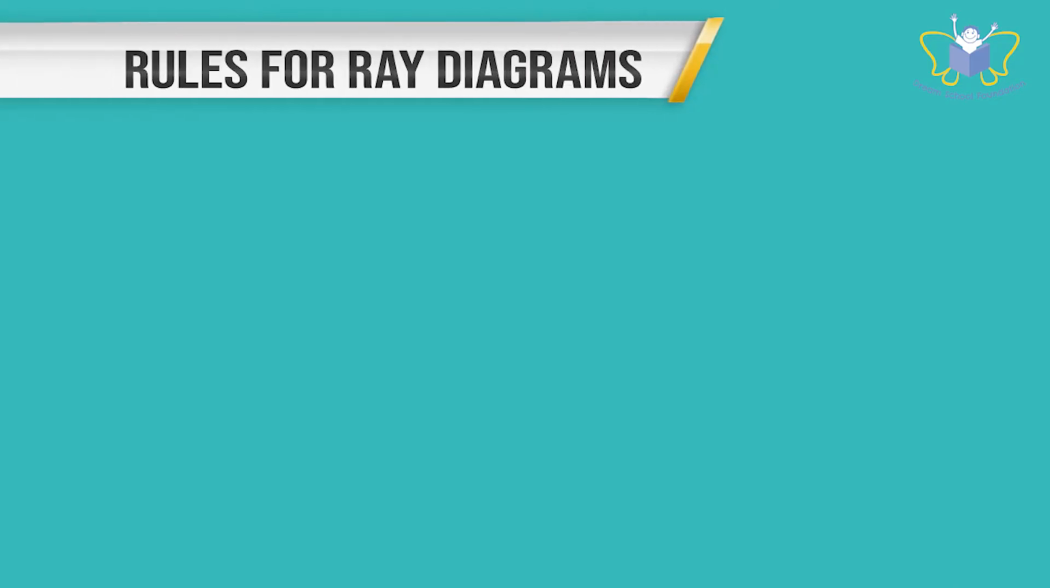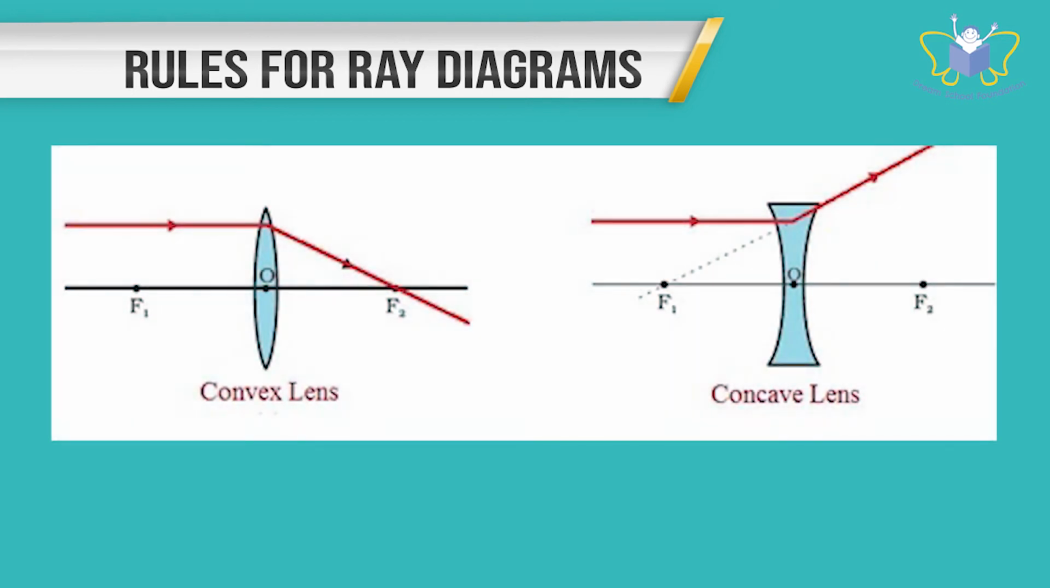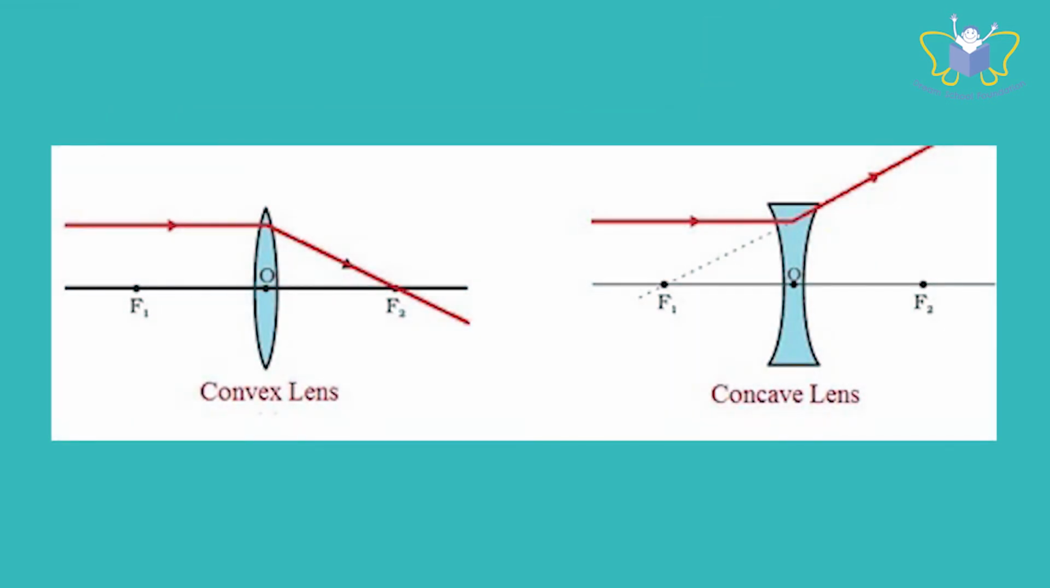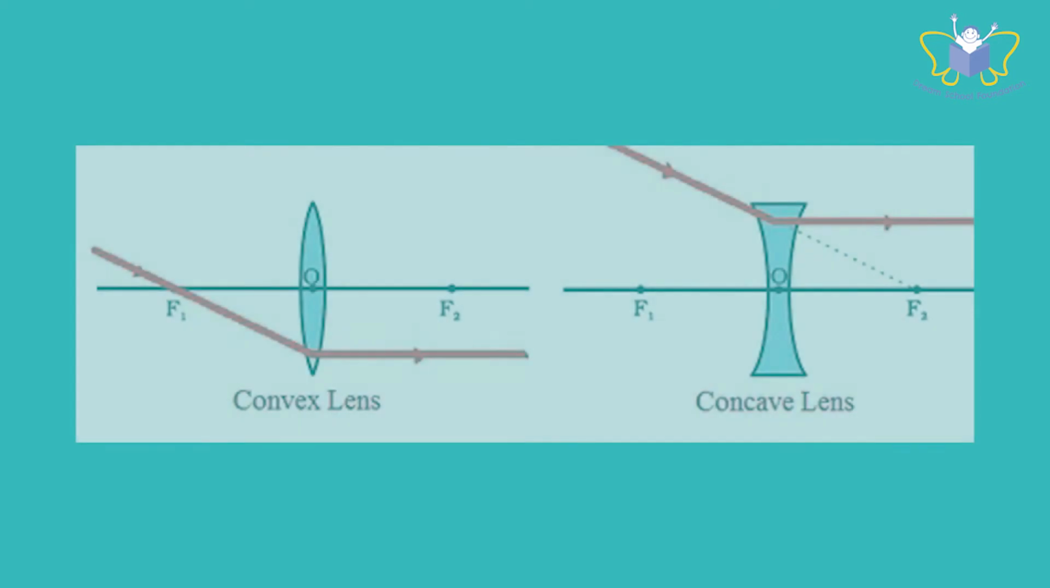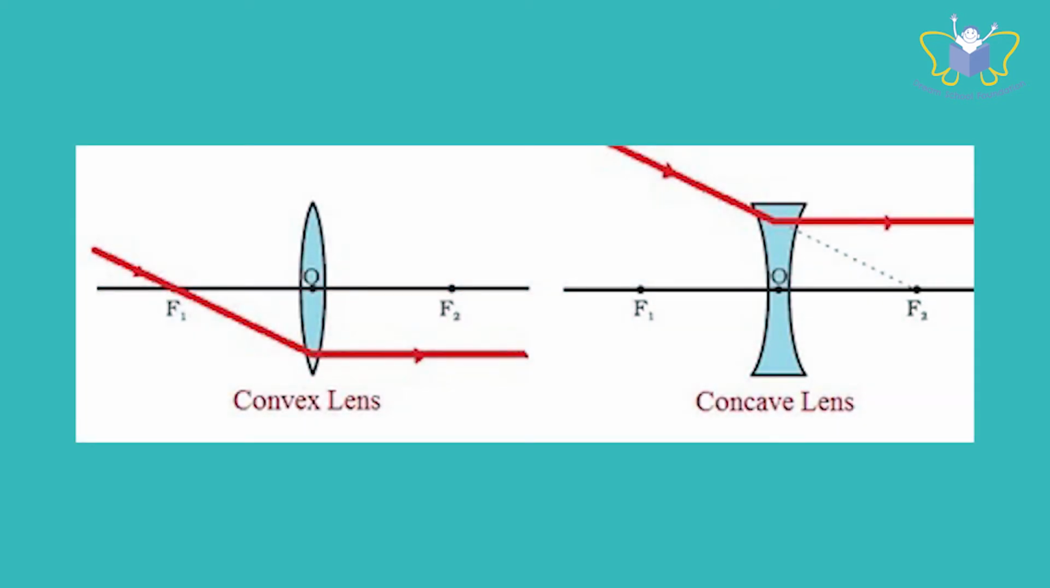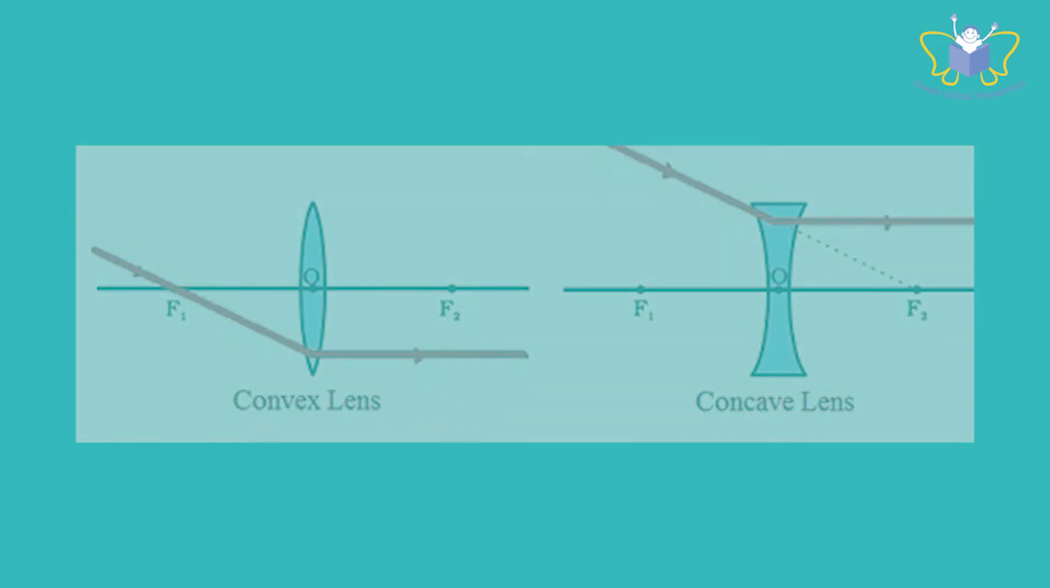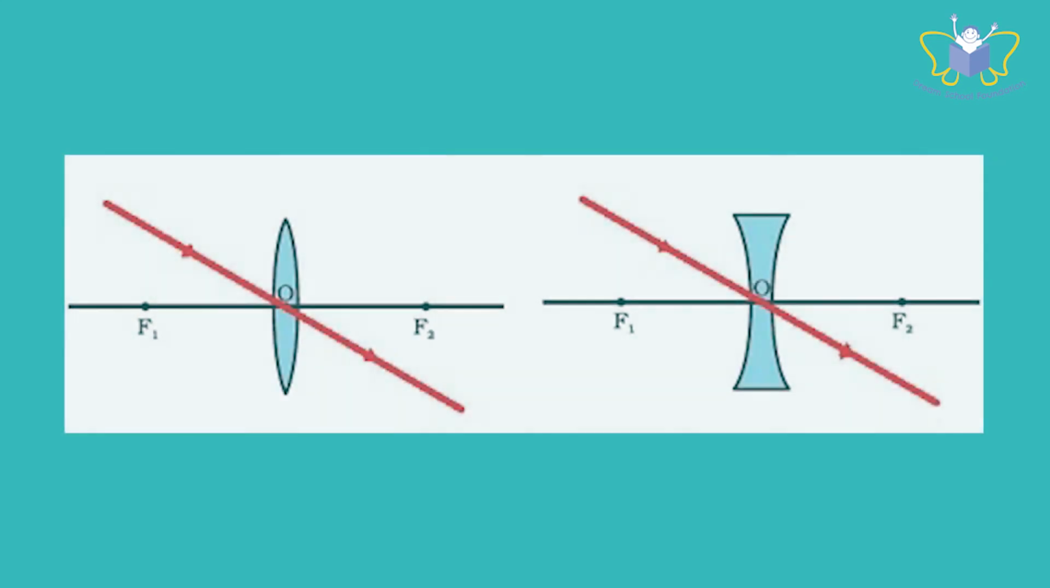Always remember that a ray of light which is parallel to the principal axis will have to go through the principal focus, or at least appears to go through the principal focus. And any ray which goes through the principal focus has to come out parallel to the principal axis. And any ray passing through the optic center will move forward without deviating from its path.